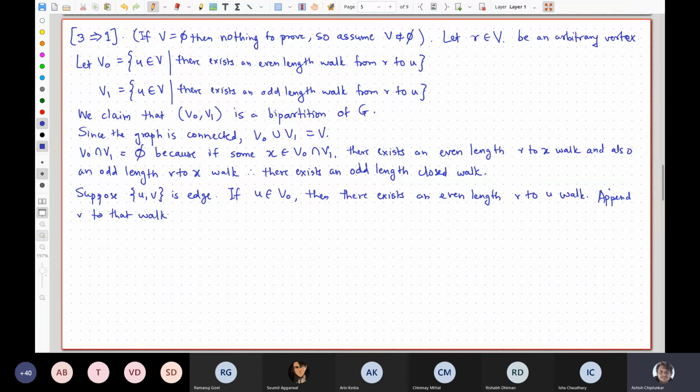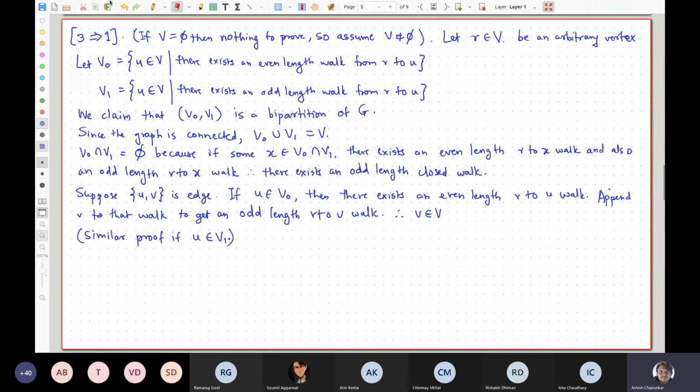Why? Because you can do that because U and V are adjacent. So append V to that walk to get an odd length R2V walk. So therefore V belongs to V1. And then a similar proof works if U belongs to V1. I'm not going to write that once again.